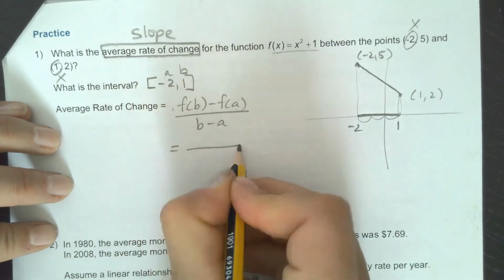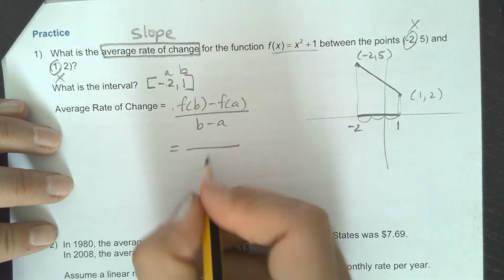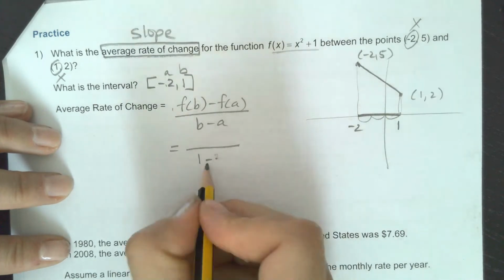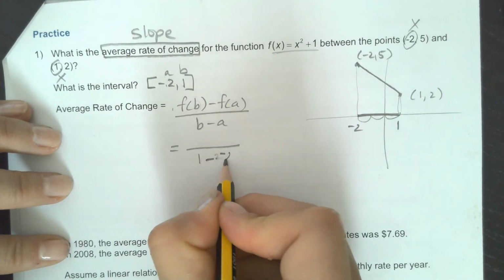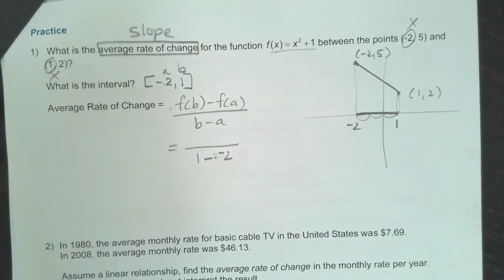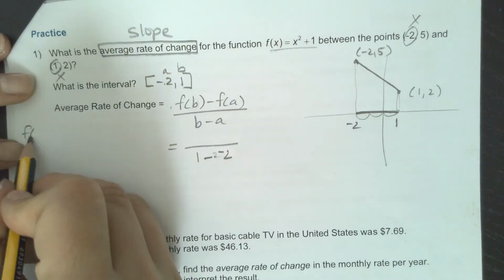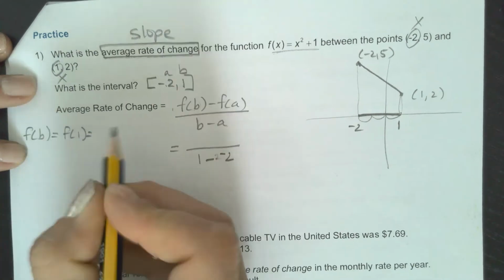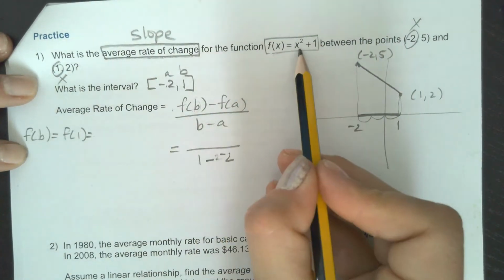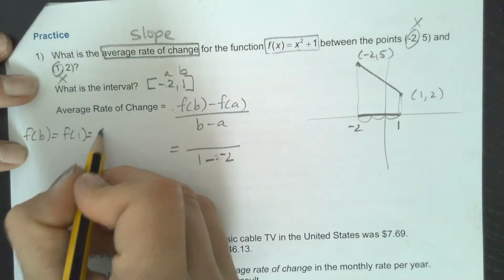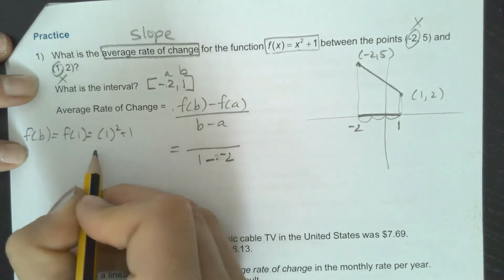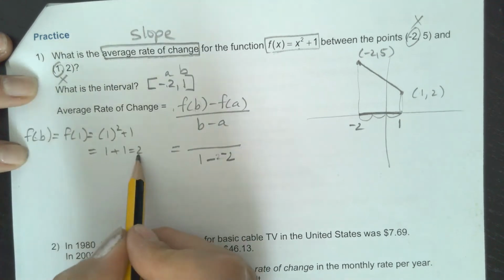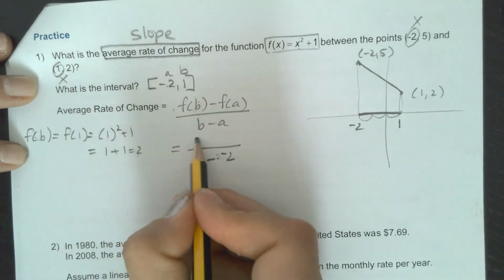So the bottom is easy. I just take the big one, subtract the little one. Oops, I forgot -2. Be careful, it's subtract -2. Okay? So now I have to do f of b. Well, what's b? b is 1. So f of 1, where's my function? X squared plus 1. So I'm going to go 1 squared plus 1. So that's equal to 1 plus 1 equals 2. So f of b is 2.